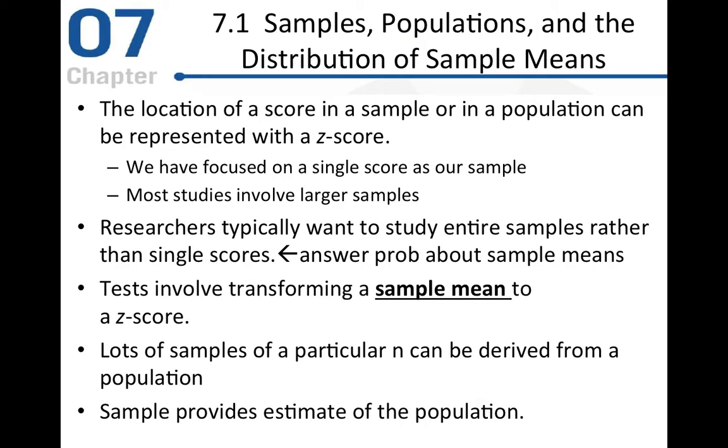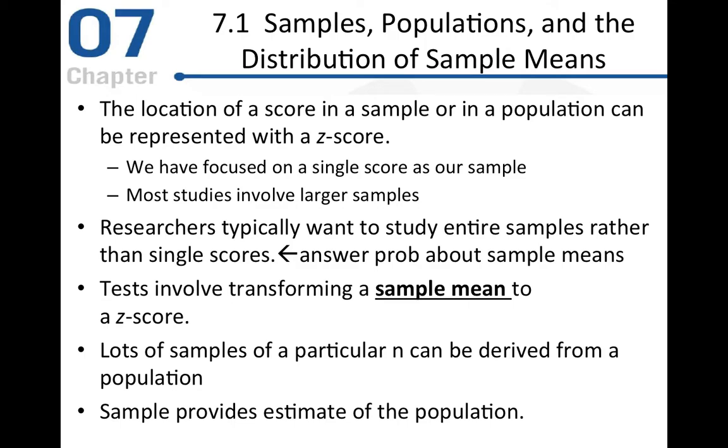Okay, so the location of a score in a sample or in a population can be represented with a z-score. We have gone over this, we've done it. You guys should be very familiar with this: if I give you an x and a mean and a standard deviation of a population, and I say, what's the z-score? You know how to find that.